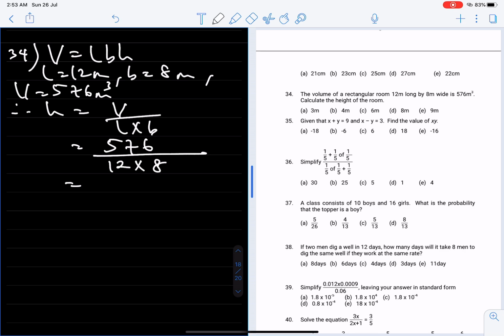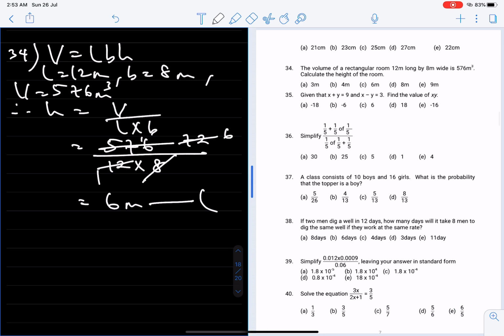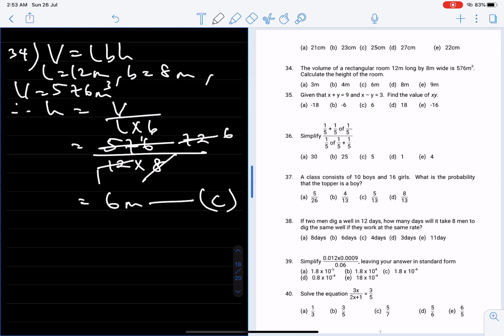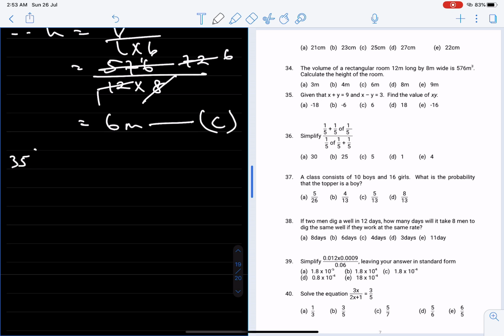And what do we do? 8 in 57 is 7. 8 times 7 is 56. We are left with 1. 8 in 16 is 2. And we can do this: 12 in 72 is 6. Is that correct? Yeah, that's correct. So the answer is 6 meters. The height is 6 meters, which is option C for 34. The correct option is C. Now to the next, 35.